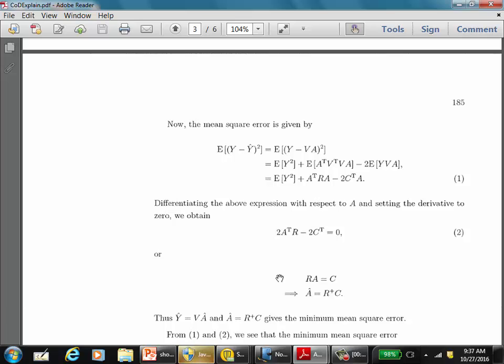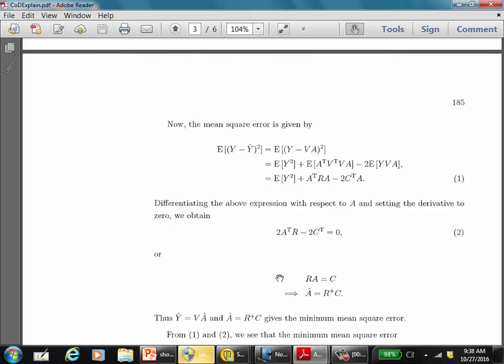So you differentiate this, and by now you know how to differentiate with vectors and matrices. You get this relationship, and from here you solve and get A hat is the pseudo inverse of R multiplied by C, where R is the autocorrelation and C is the cross correlation. So this gives you the minimum mean square error. In the linear case, you have a closed form expression.